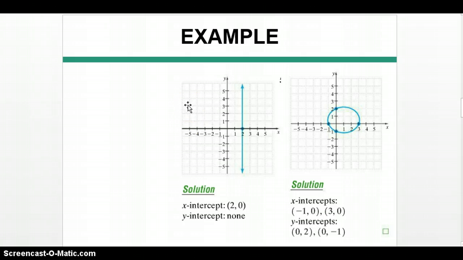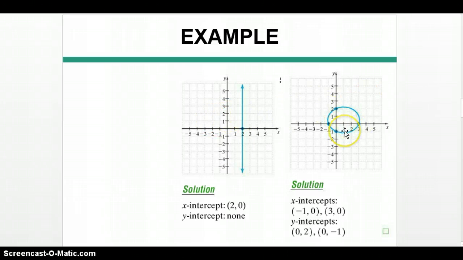Some other examples. This graph intersects the x-axis at 2. So the x-intercept is (2, 0). For this graph, there is no y-intercept because it does not intersect the y-axis.